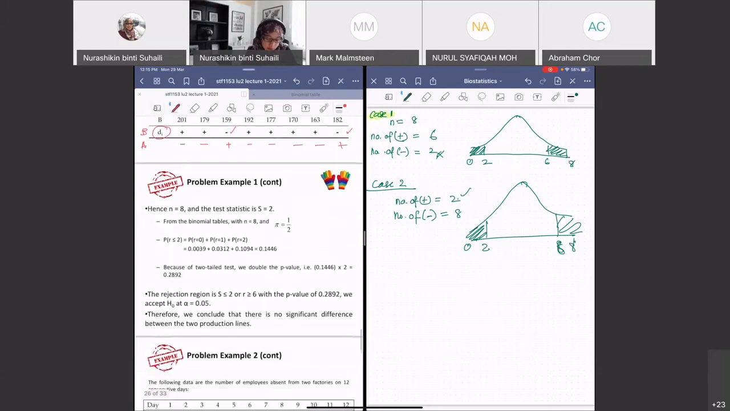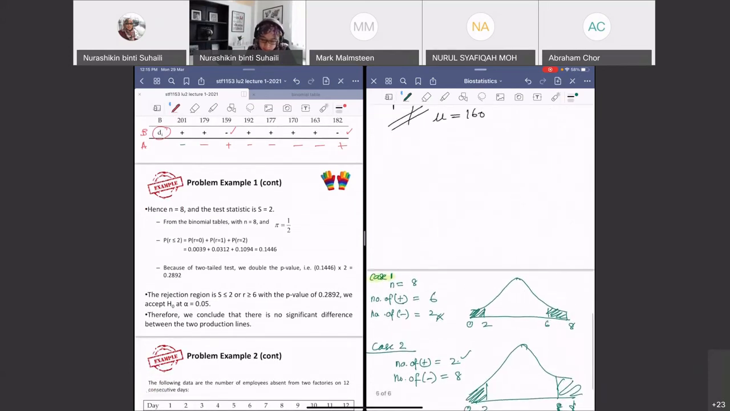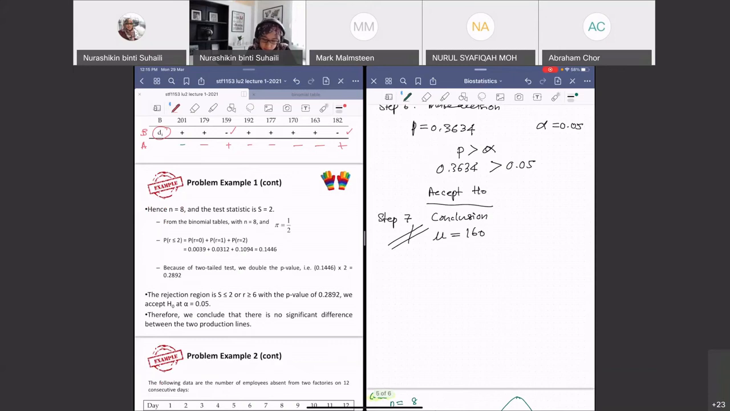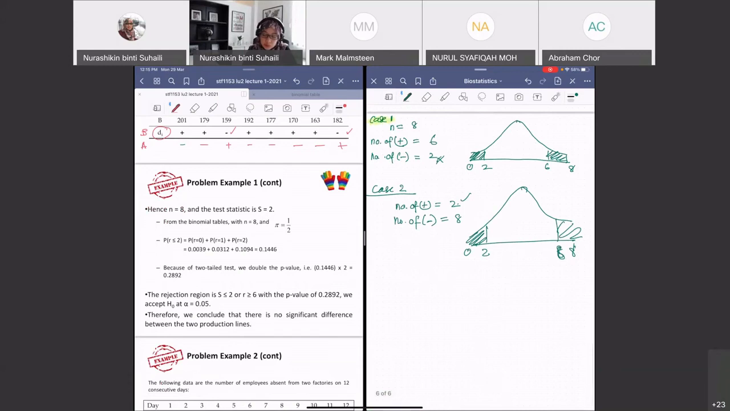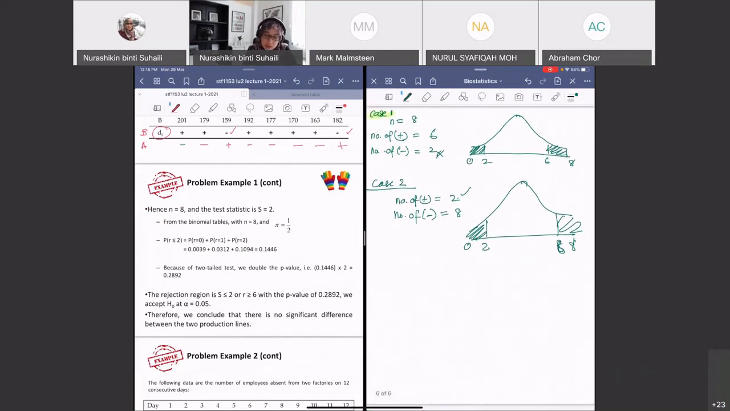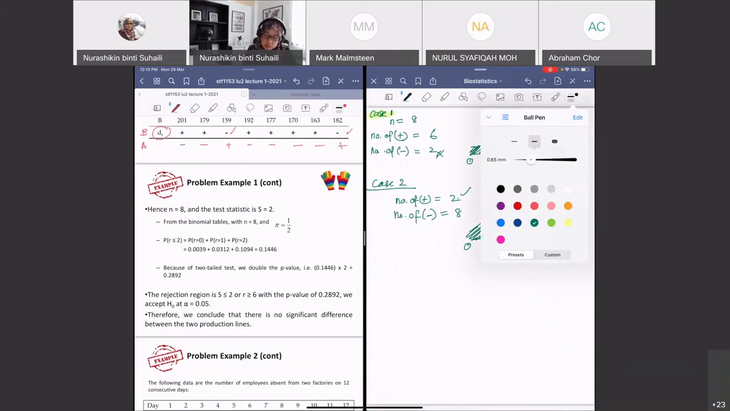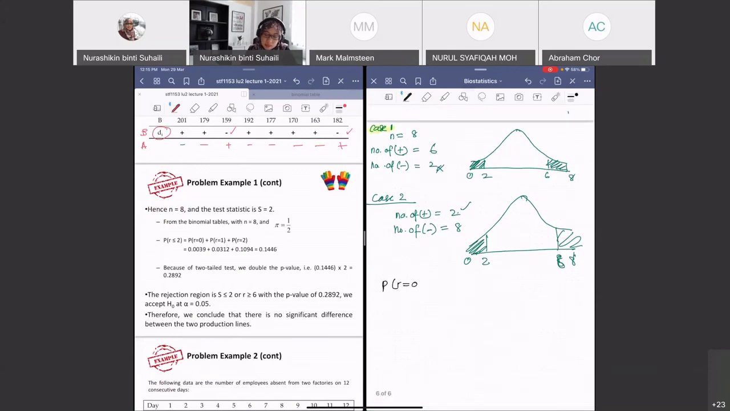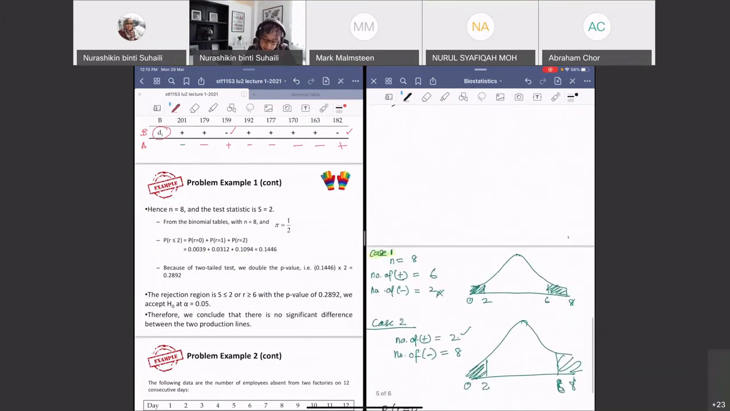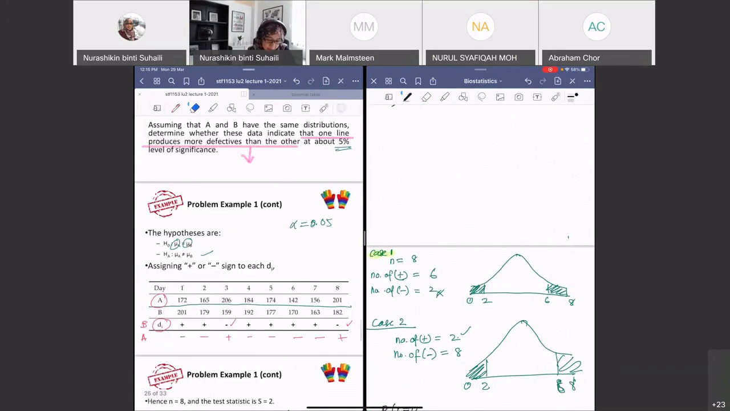Okay. Right, so what are the next steps now? Let's go back to the steps. You assign the signs and then you determine the p value. So how you determine the p value? You use the binomial table, right? So you are looking for the probability when r equal to 0. Okay, now remember this is two-tailed test, right? So this is what you have to take note.